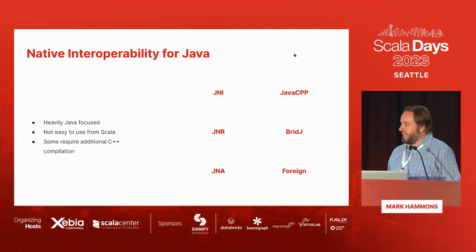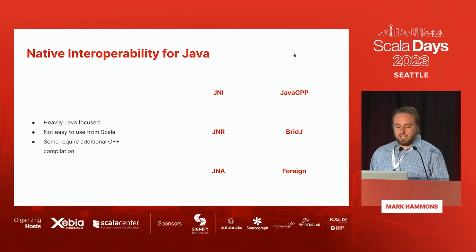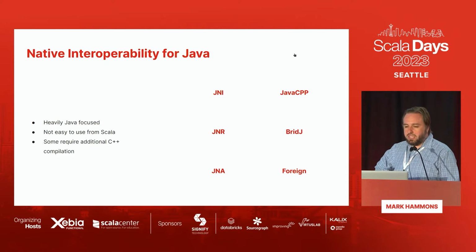There's been ways in the past to do this using technologies such as JNI, JNR, JNA, Java CPP, Bridge, and Foreign nowadays. But the problem with these is that they're all heavily Java focused. They're not particularly easy to use from Scala, and some of them require additional C++ compilation phases or another language compilation. For example, JNI, Java CPP, and Bridge.